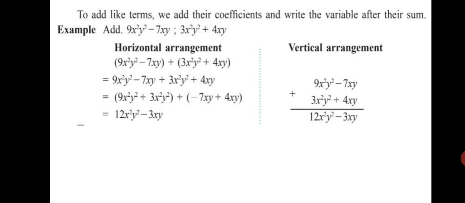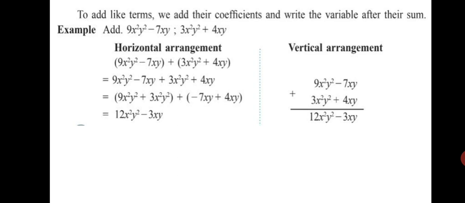Now in the previous example, I've shown you without power. Now the variables have got power. So what to do in such a case? Look at the example. Horizontal arrangement. 9x square y square minus 7xy plus 3x square y square plus 4xy. Now all the terms have xy, but in certain cases there is the power x square y square for two terms, and for two terms the variables are just x into y. So we will bring like terms together. So see the first step. We open the brackets: 9x square y square minus 7xy plus 3x square y square plus 4xy.